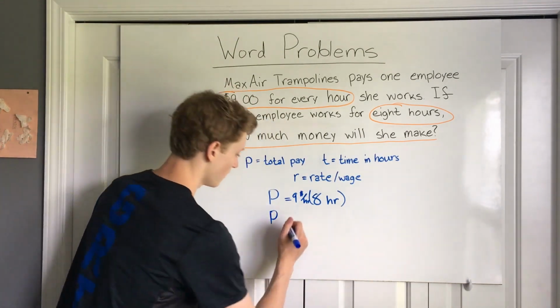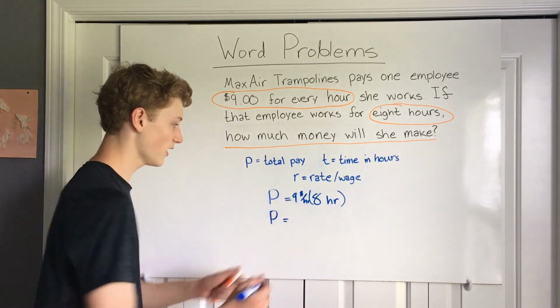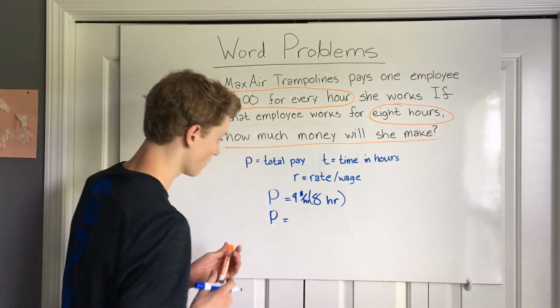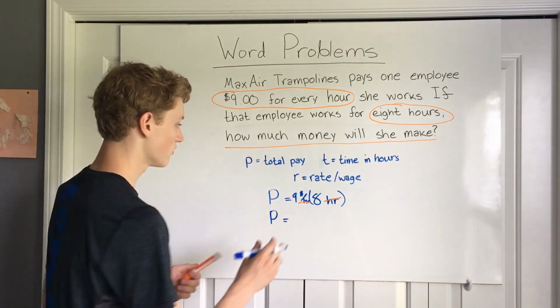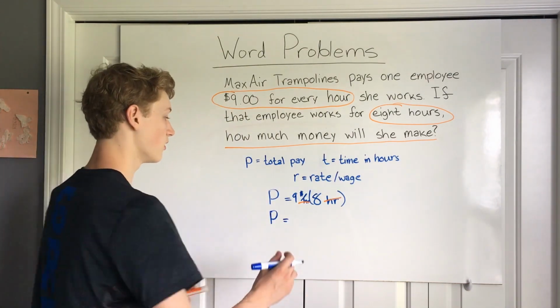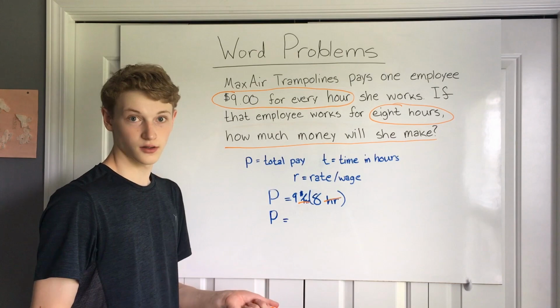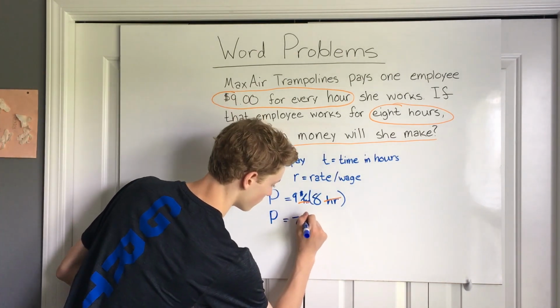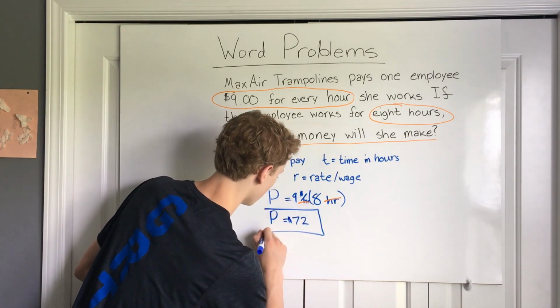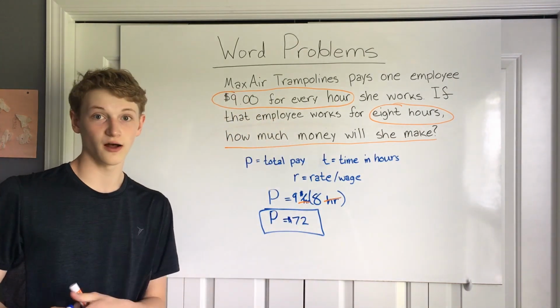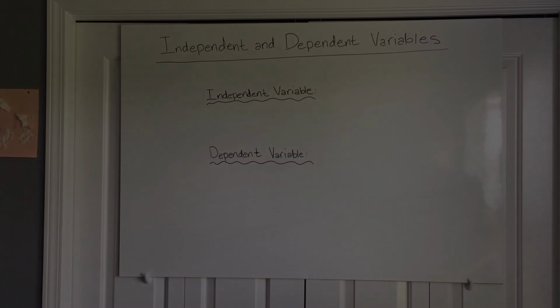So I have P equals 9 times 8. We know hours cancels, so we're left with dollars. That's good. 9 times 8, 72. So that employee earns $72 for working 8 hours.